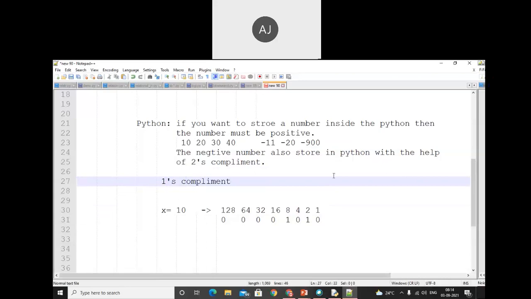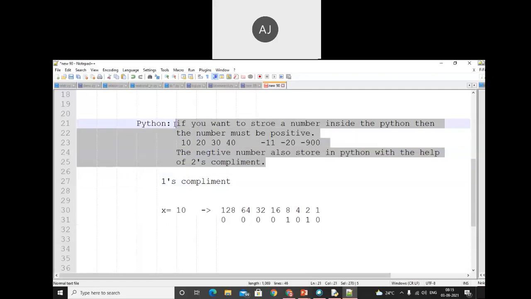So don't be confused in Python. Okay, so we will get the answer, but don't be confused. This will be the internal operation, and such a type of question will be asked in this section. This is the most important section.